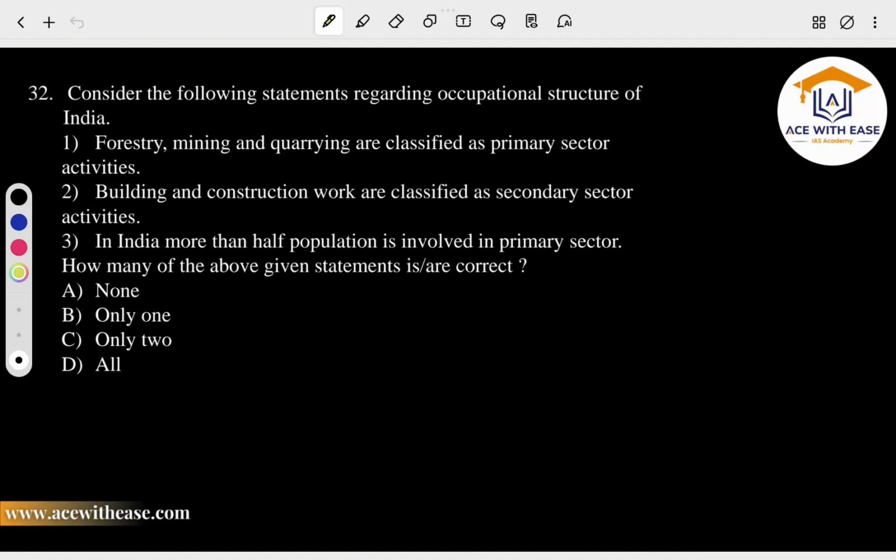32. Consider the following statements regarding the occupational structure of India. First one, forestry, mining and quarrying are classified as a primary activity.